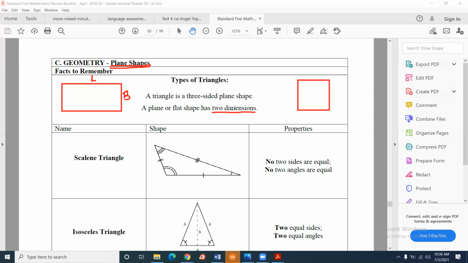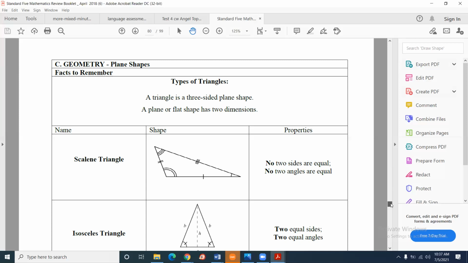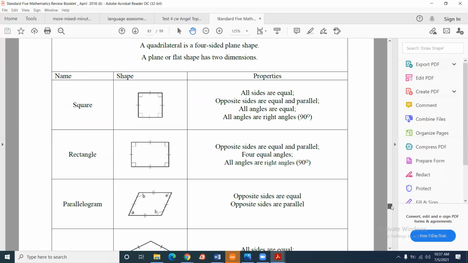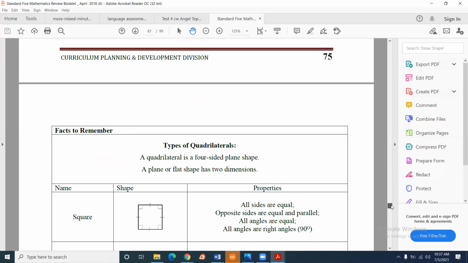So when we talk about the word dimension, it means that you can have long sides and short sides, or you could have sides that are all equal. So a plane shape, one of the first, well actually this is the first shape, it's a triangle. The first one will be a triangle because a triangle has three sides. Then from the triangle, you will learn about the different kinds of triangles that there are before you go to the quadrilateral. The quadrilateral, the word itself, deals with shapes that have four sides.